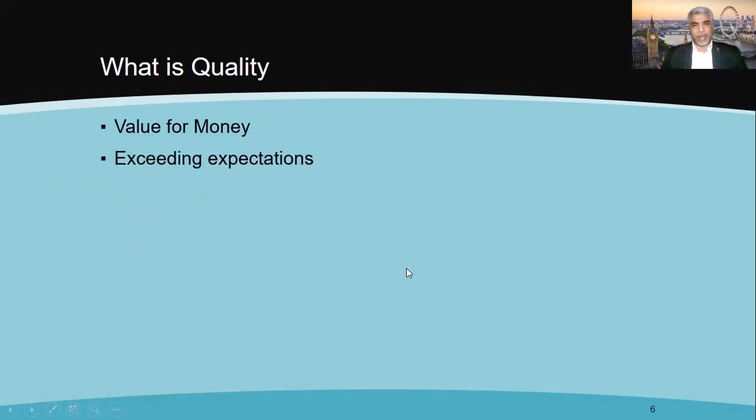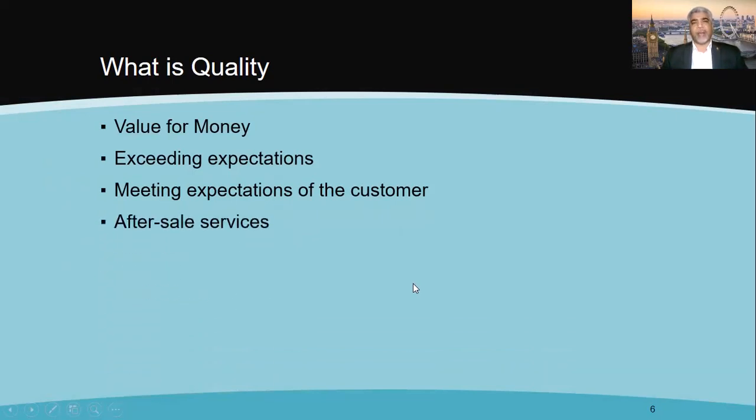So there are quite a large number of definitions of quality. Some of the definitions I collected before are the value for money, exceeding the expectations of the customer or meeting the expectations. Quality is the after sales services, or could be the fitness for use or fit for use, the speed, reliability, zero defects, no defects, name it. So the first point I would like you to remember from this part, that quality is defined by the customer.